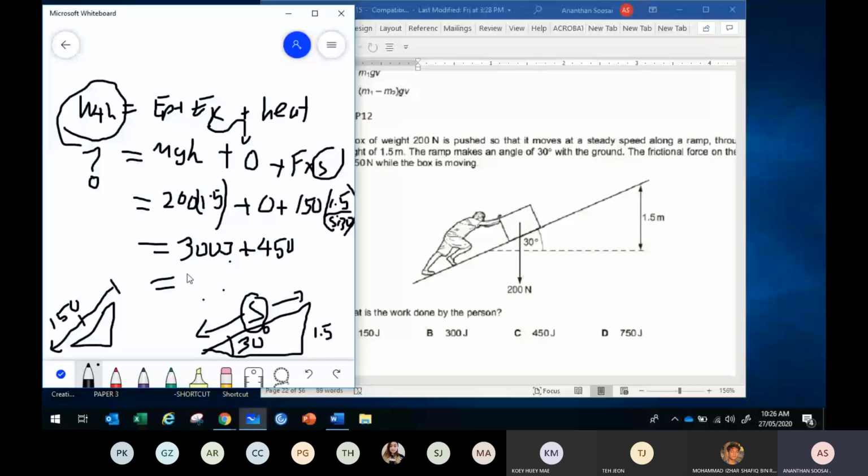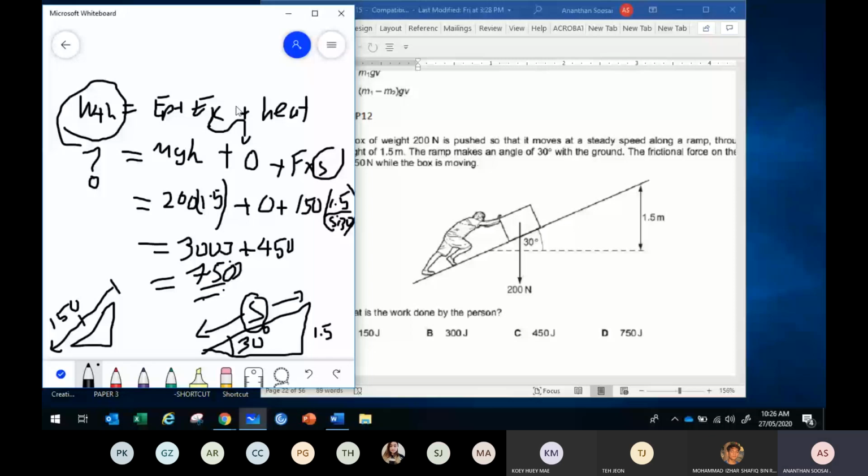Good, those who got D is good. So this is how the working should be. In this case, EK again becomes 0. So most of the questions, I think EK or heat becomes 0. Okay. So you have to check. You know its heat becomes 0 when they say frictionless surface. EK becomes 0 when they say constant speed.